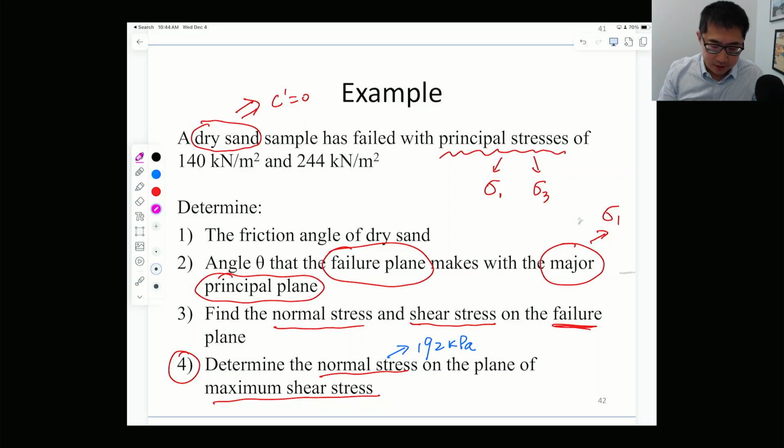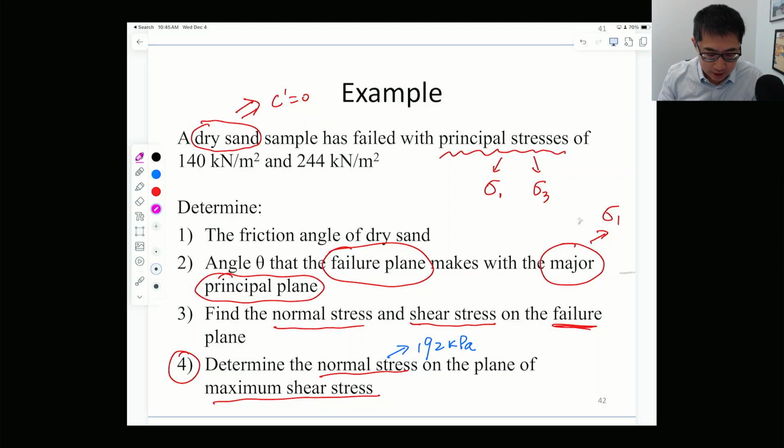Hello, everybody. This is the video I promised, walking you through those two example problems in chapter 11, the shear strength. The first one we're looking at here: a dry sand sample has failed with principal stresses of 140 kPa and 244 kPa.